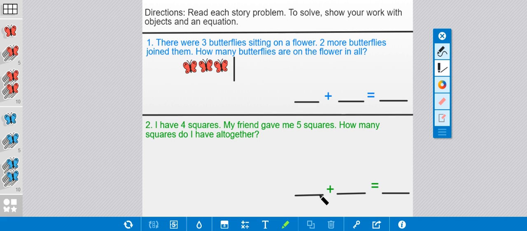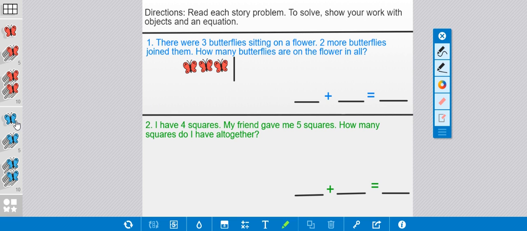So I just go over here, so this tool is down here. If you don't have it on your paper, you just click here and it pops up. So I'm going to turn my pen off because you see my pen's still on. And right here the box is still white, so I know that my pen is still on, but I don't want my pen on because I'm going to use my butterflies now. Alright, so I have 3 butterflies. And now I need 2 more butterflies because 2 more came and joined them.